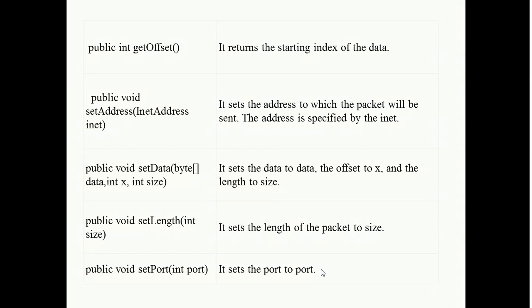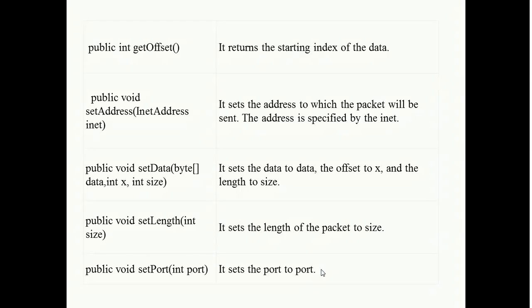Next method is setLength. The setLength method sets the length of the packet to the size. And the last method is setPort. This method is used to set the port. So these are some methods of the DatagramPacket class.